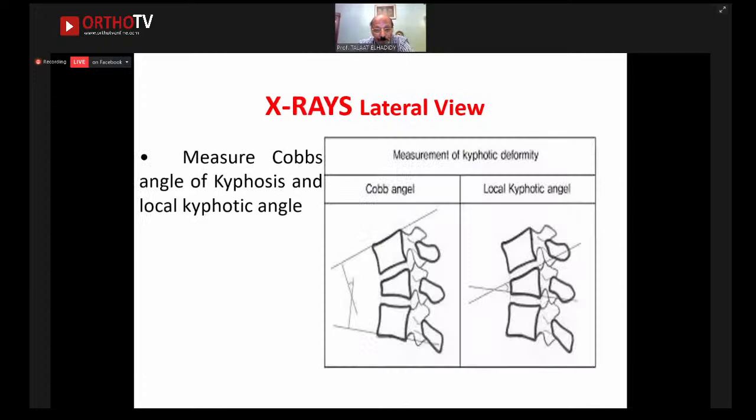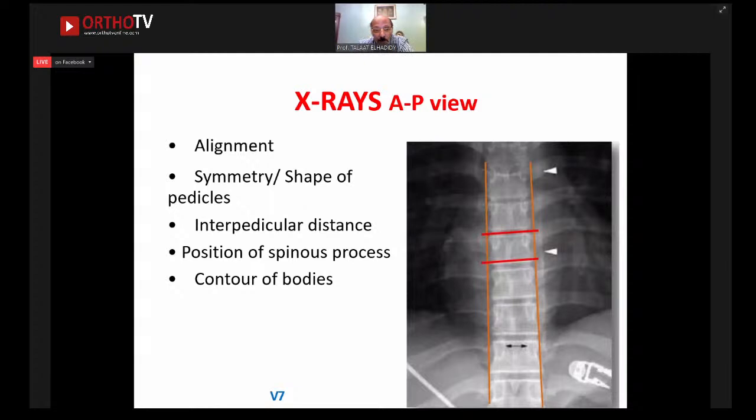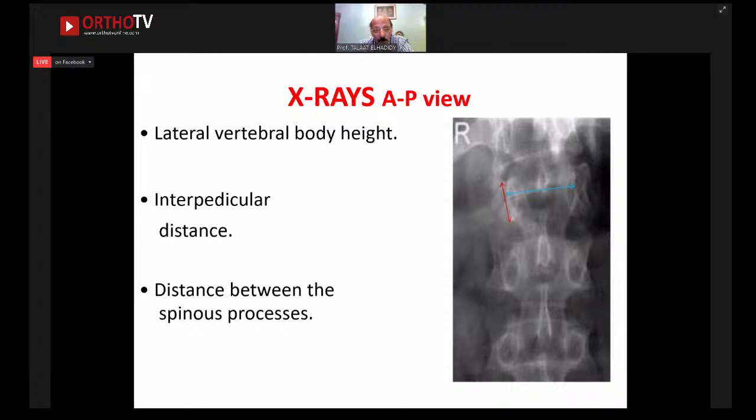The Cobb angle is measured to measure the amount of angulation in the lateral view. As I said, the interpedicular distance is very important. The symmetry and the shape of the bodies, the position of the spinous process, the contour of the bodies. All these should be looked at. The distance between the spinous processes is very important. It means that the posterior soft tissue ligaments are interrupted as well.